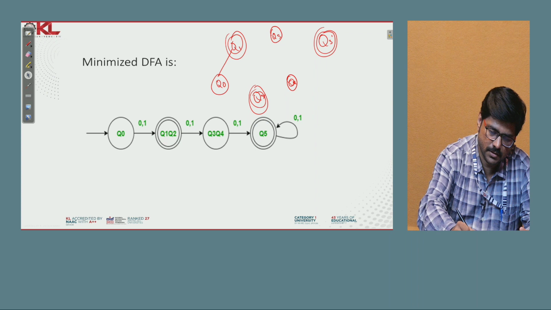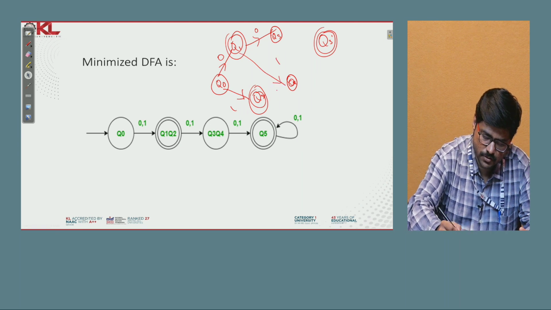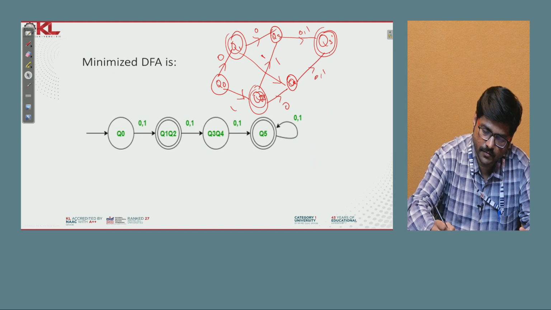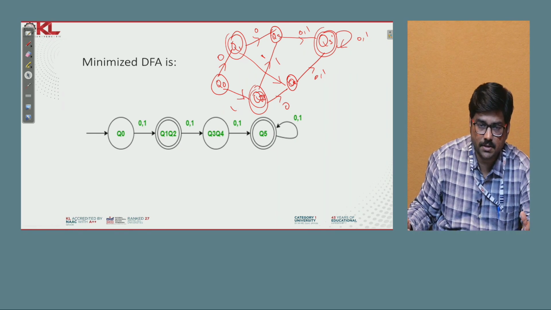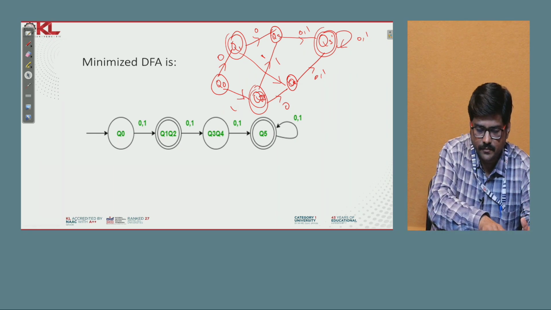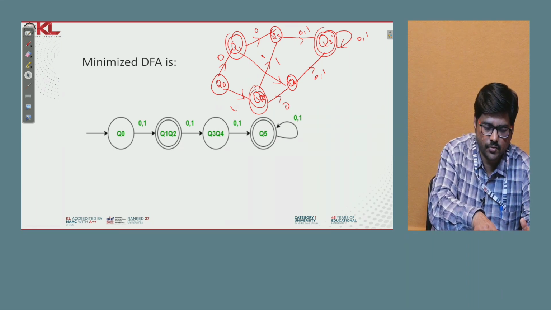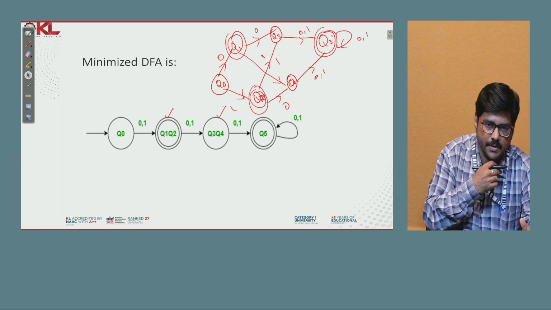Now Q0 with 0 we reach this, with 1 we reach this. Q1 with 0 we can reach Q3, with 1 we can reach Q4. Q2 with 0 we can reach Q4, with 1 we can reach Q3. Q3 and Q4 with 0 1 we can reach Q5, and Q5 with 0 1 we can reach Q5. This is the initial complex DFA. Now that DFA is converted into this minimized DFA, right? We made Q1 Q2 one state and Q3 Q4 one state according to the Myhill-Nerode theorem.